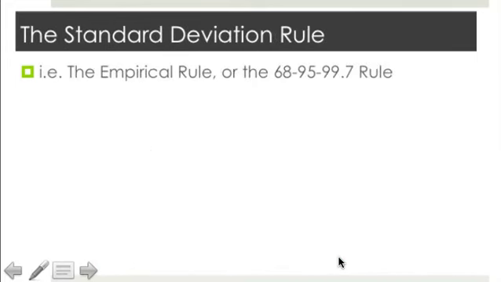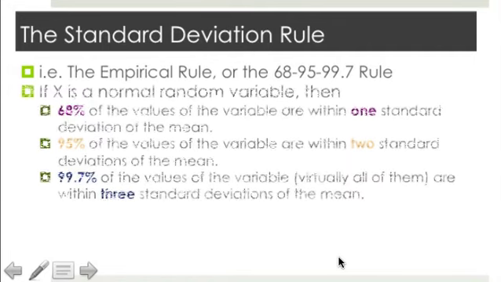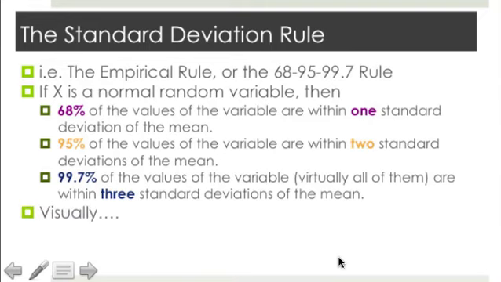The next thing we want to look at here is the standard deviation rule. This has many names. Sometimes it's called the empirical rule, sometimes it's called the 68, 95, 99.7 rule. We've seen this before, but it also applies to these normal curves that we've just been talking about. So if x is a normal random variable, then we know that 68% of the values of that variable will be within one standard deviation of the mean, 95% will be within two standard deviations, and 99.7% will be within three standard deviations. Visually, it's going to look something like this.